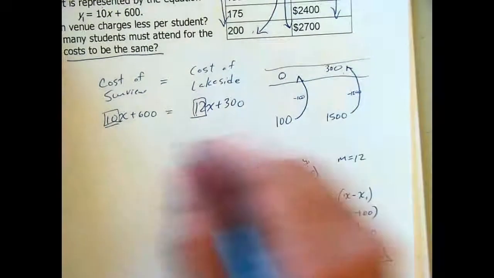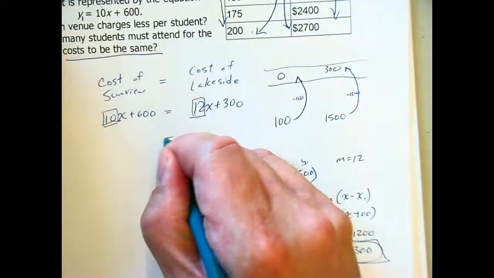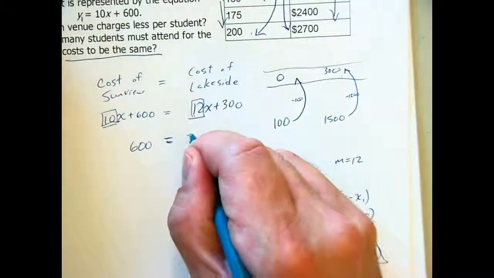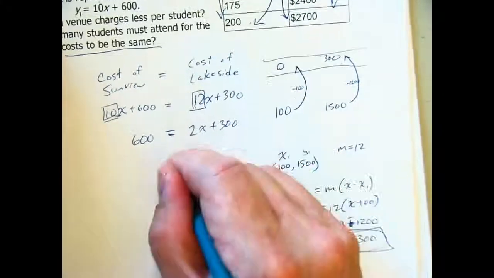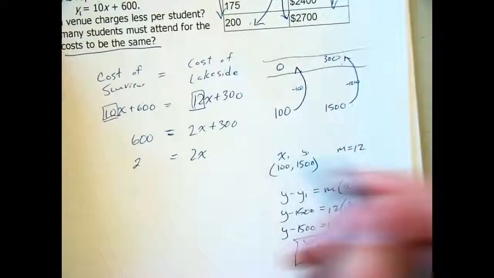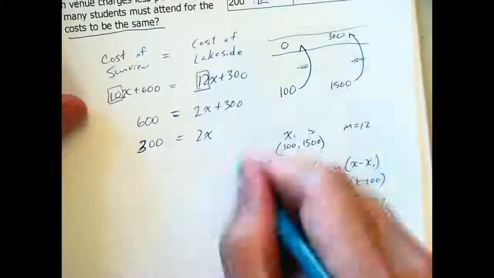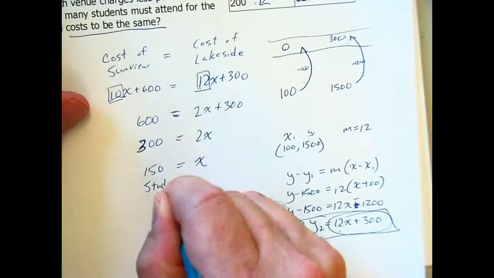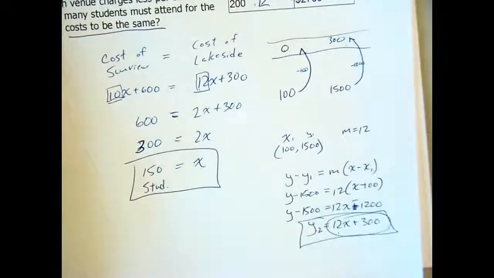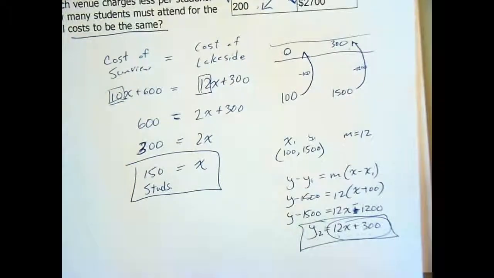And so if we find out the number of students that will make it the same, subtract the 10x on each side, you get 600 equals 2x plus 300. Subtract 300 over, you get 2x equals 300. And then divide by 2, you get x equals 150 students. Okay, that's a lot of students, man.